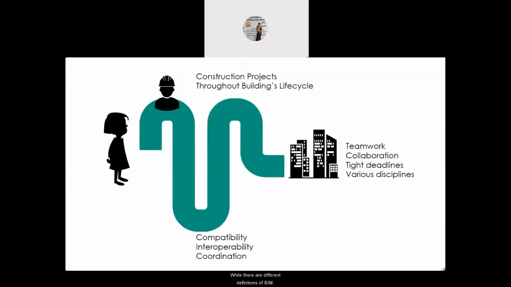While there are different definitions of BIM, it is a process that improves collaboration between different stakeholders throughout a building's life cycle. BIM is a process of working together to advance the efficiency of construction projects. The most important element of a BIM process is a BIM model that contains all building information.